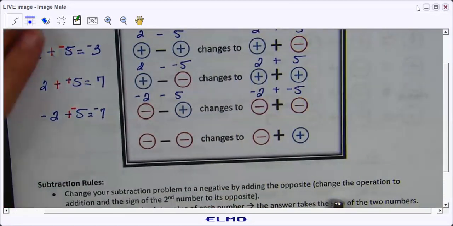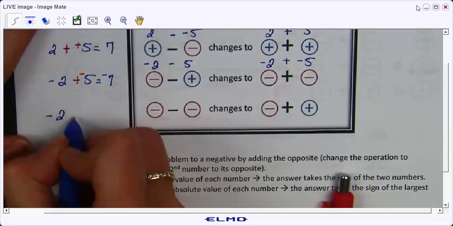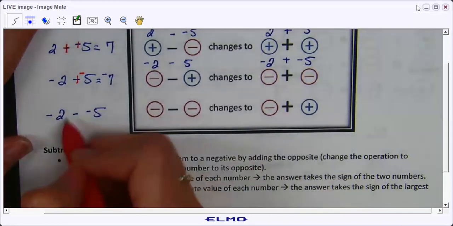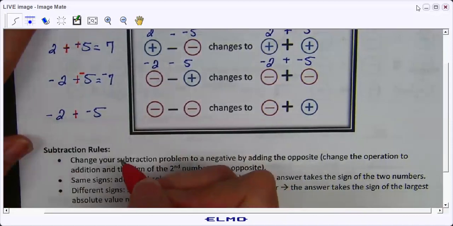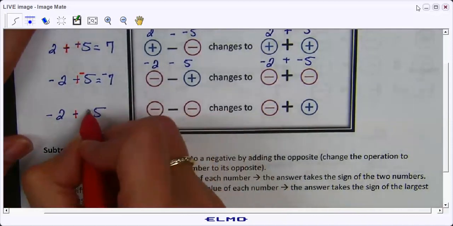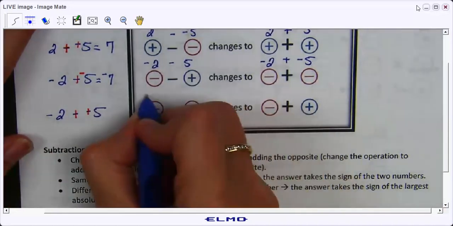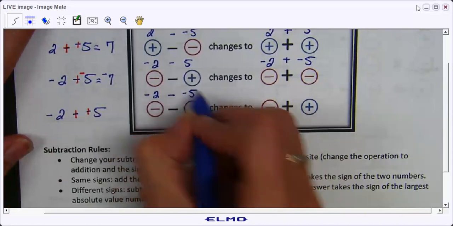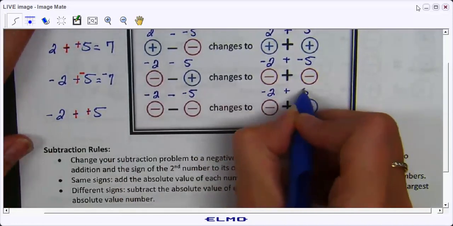Perfect. Let's do this last one. What if I had a -2 minus a -5? I keep my first number, leave it alone, change it to addition, and I change my -5 to its opposite, a positive. So I added the opposite. So instead of -2 minus a -5, I have -2 plus a +5.